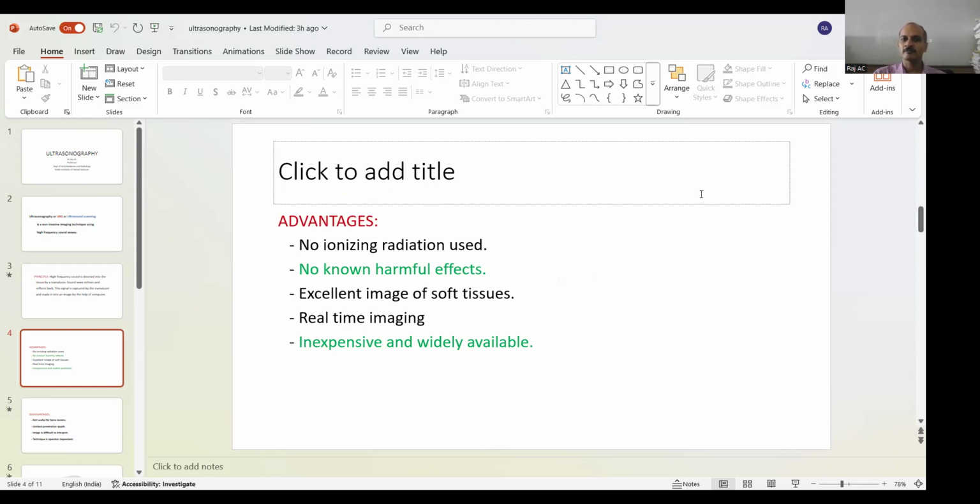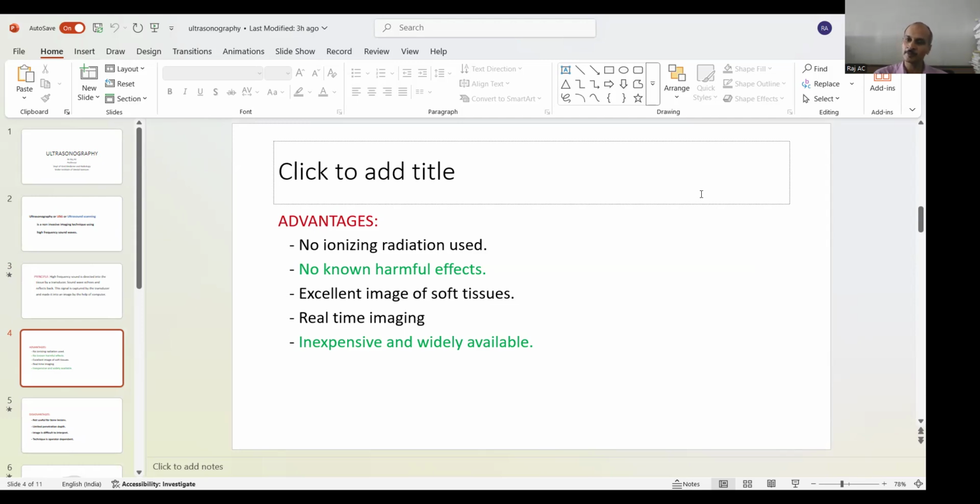Advantages of ultrasonography. Definitely, there is no ionizing radiation used. What does it mean? When there is no ionizing radiation, there are almost no side effects, no known harmful effects for ultrasonography. So it is the best imaging technique during the pregnancy period to find out the growth of the fetus, because the fetus is not at all affected by this technique. Excellent image of the soft tissues. Forget about hard tissues, we cannot see anything, but soft tissue imaging is best with ultrasonography.